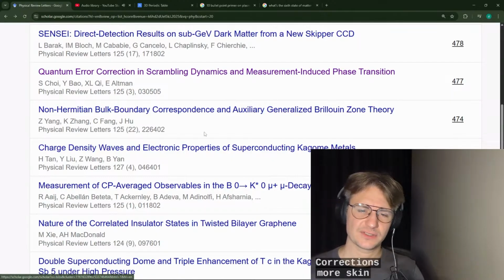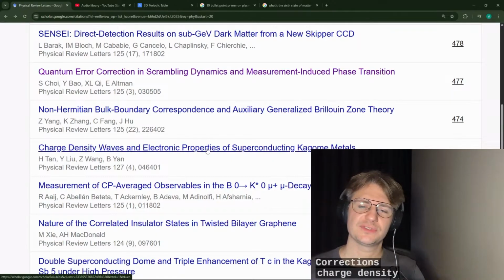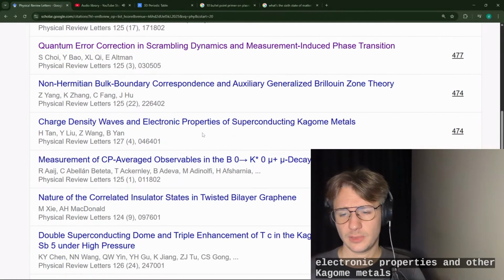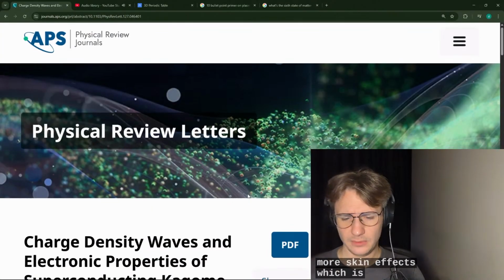More skin effects, charge density waves, and electron properties. And another Kagome metals publication. Which is the metal?